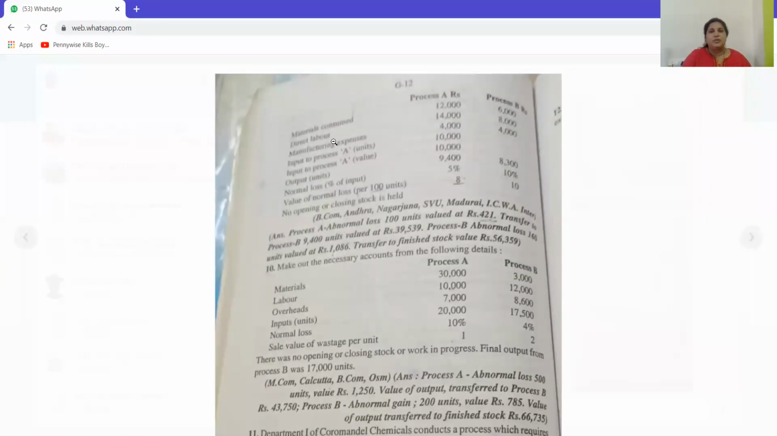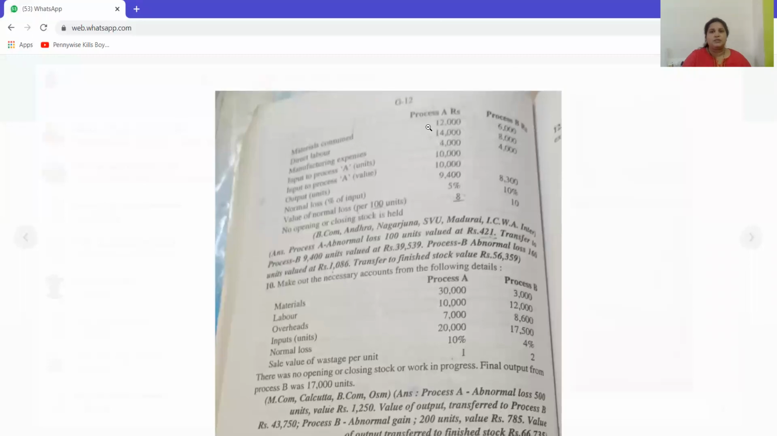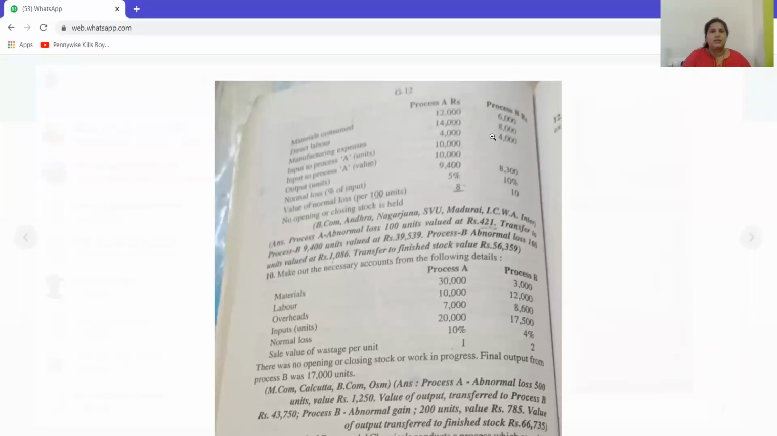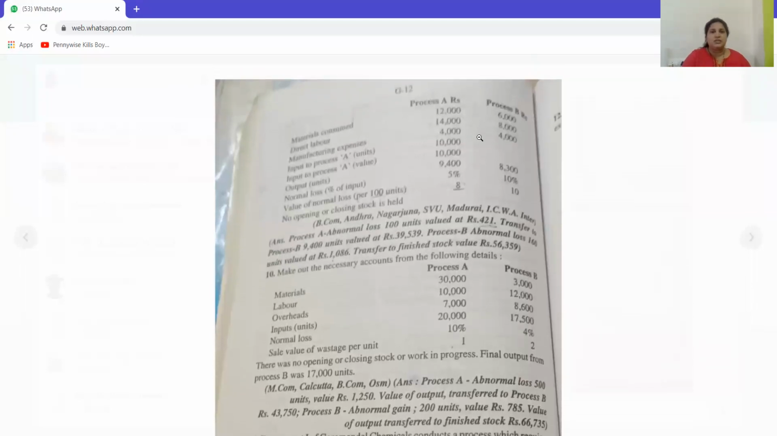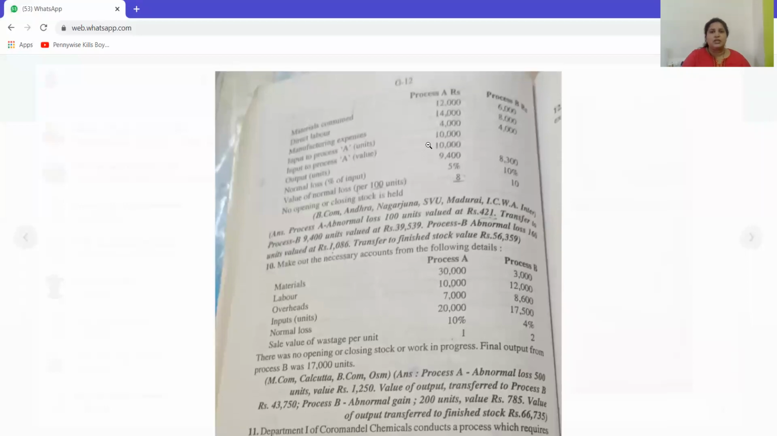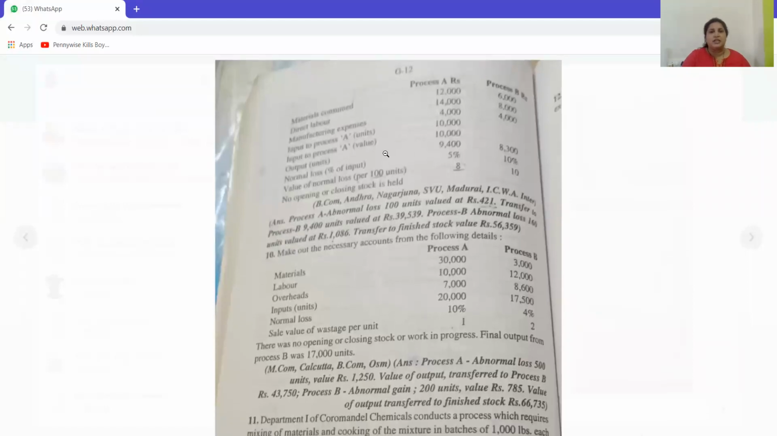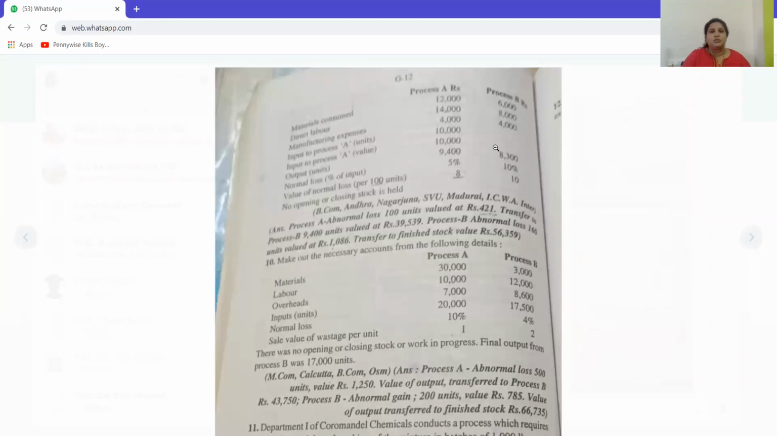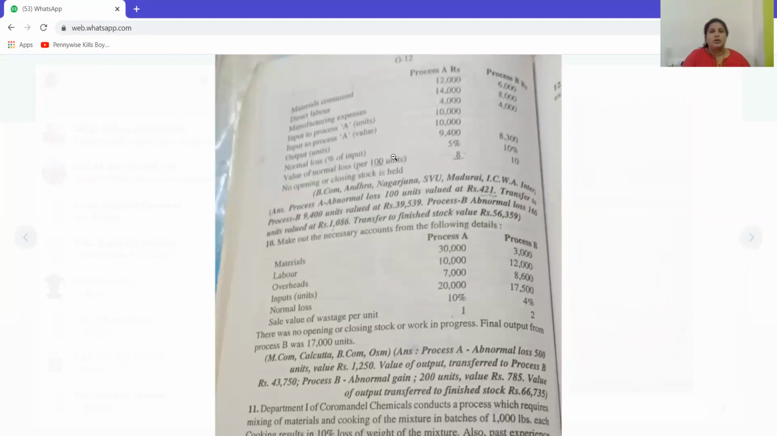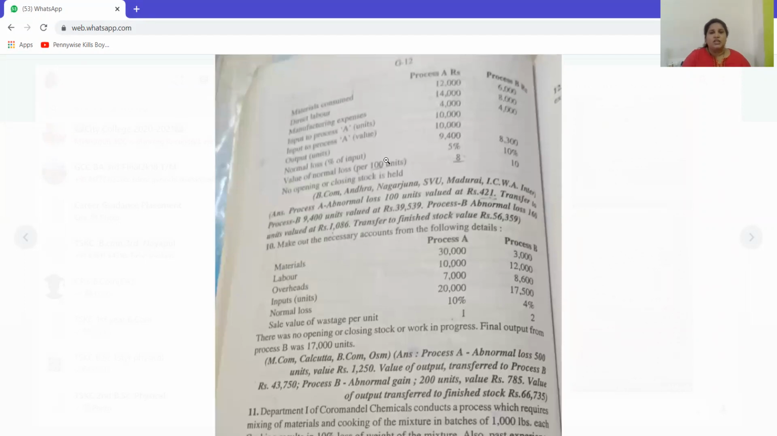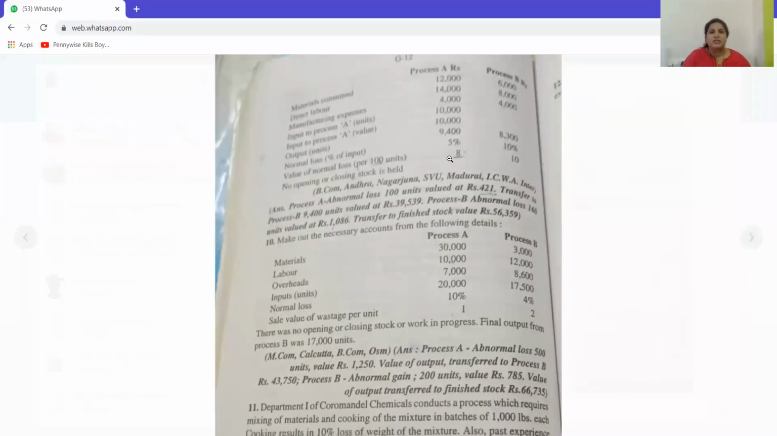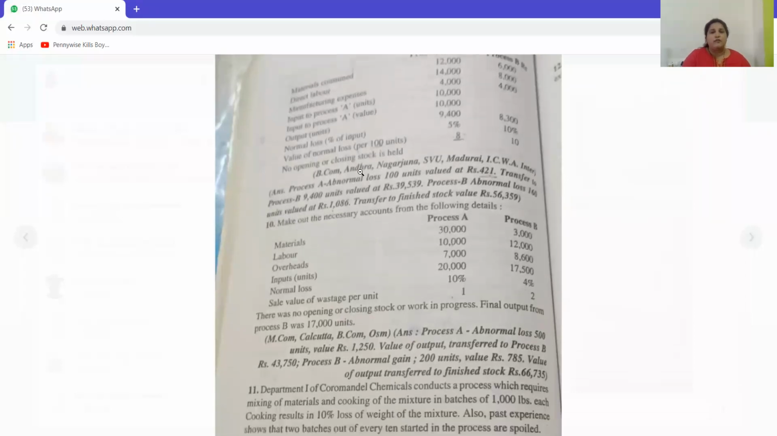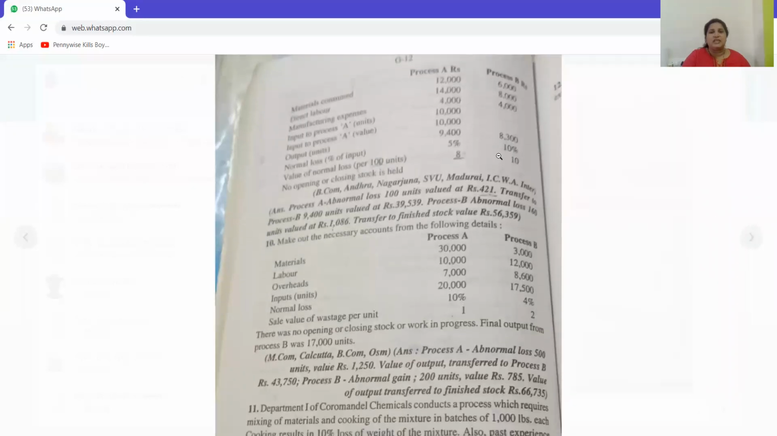Material consumed: process A 12,000 and process B 6,000. Direct labor: 14,000 for process A and process B 8,000. Manufacturing expenses 4,000 each. Input to process A in units is 10,000, and input to process A value is 10,000. Output in units: process A 9,400 and process B 8,300. Normal loss percentage of input: whatever input is coming in, 5% will be normal loss in process A, and in process B it will be 10%. And the value of normal loss per 100 units is 8 rupees and 10 rupees.